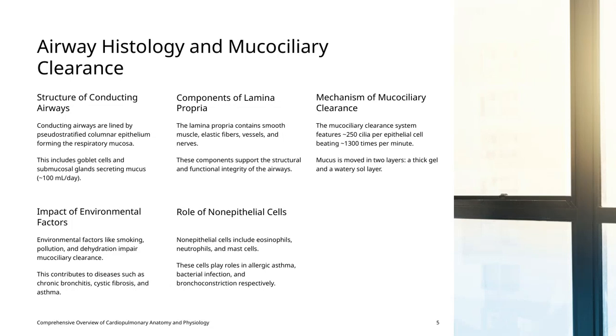Let's take a closer look at airway histology and mucociliary clearance. First, it's important to understand that aside from the epithelial cells, there are several non-epithelial cells like eosinophils, neutrophils, and mast cells. These cells play critical roles in various airway conditions. Eosinophils are often involved in allergic asthma, neutrophils respond to bacterial infections, and mast cells are key players in bronchoconstriction.